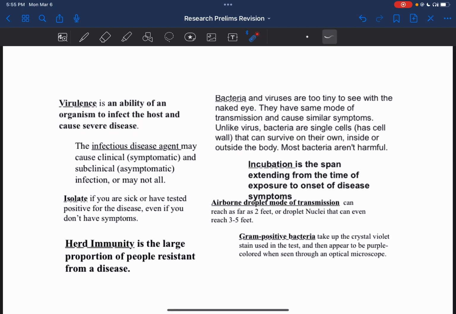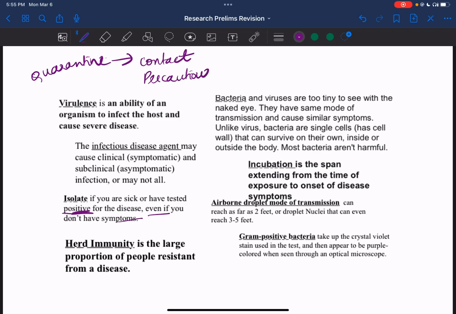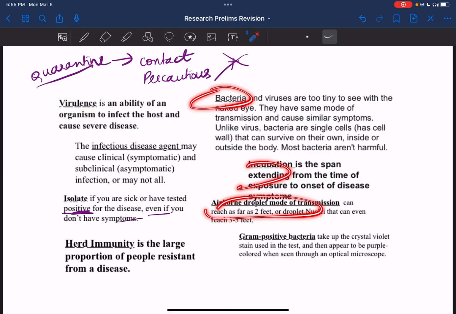Okay, now finally, this slide is pretty much self-explanatory, but one thing I would like to explain here is the difference between isolate and quarantine. Isolate is when a patient isolates himself when he or she has tested positive for the disease, regardless of the person having symptoms or not having symptoms. But quarantine is when a person has come in contact or as a precautionary measure, and the person has not tested positive. That is quarantine.